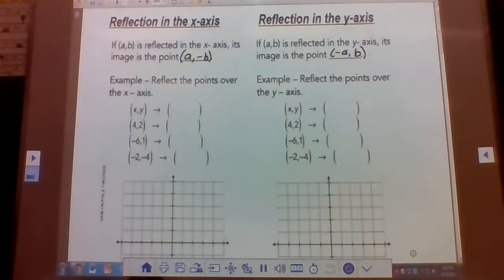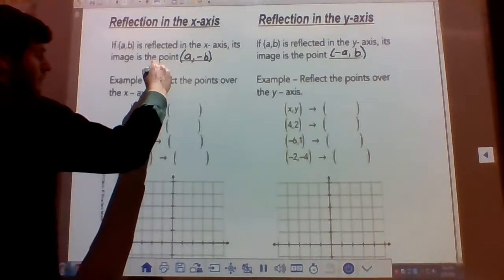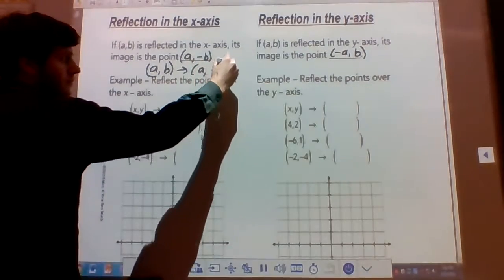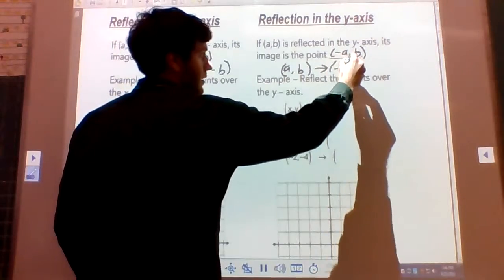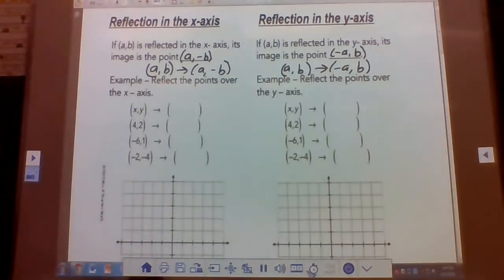This is going to be a struggle. We may not finish, but I will try. So (A, B) is reflected. If we write it a different way, (A, B) goes to (A, negative B) for the x-axis. Here, (A, B) goes to (negative A, B). So you're just flipping the sign on the first one.